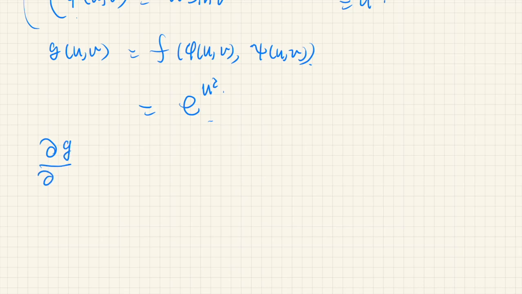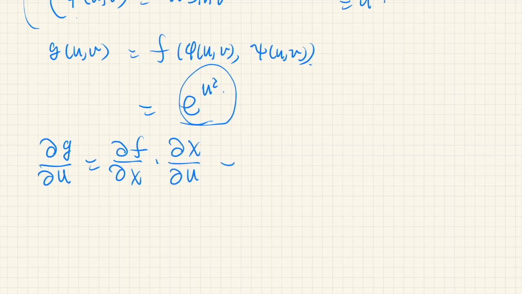Okay, but let's do the differentiation with respect to u first. Okay, so this is just differentiate this one with respect to u. So first we differentiate f with respect to x, and differentiate x with respect to u, and do this for y. Okay, so just blindly apply the chain rule.